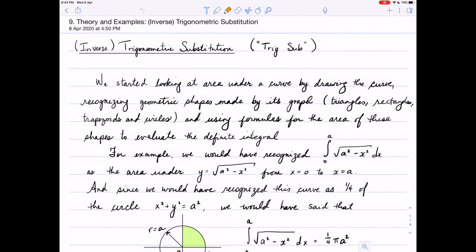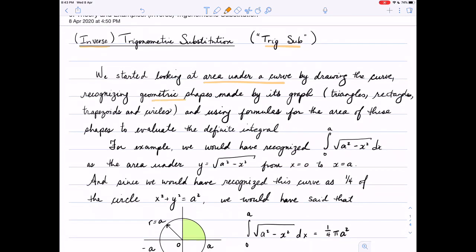The topic for this video is trigonometric substitution, sometimes called inverse trigonometric substitution, but most commonly called trig sub. So we started looking at area under a curve by drawing the curve and recognizing some geometric shapes that its graph made, right? Shapes like triangles, rectangles, trapezoids, and circles.